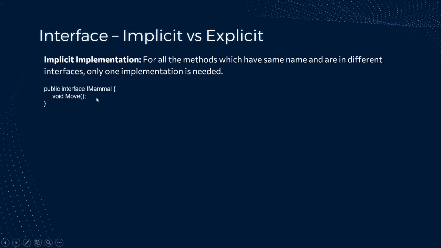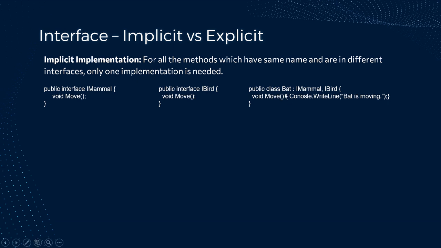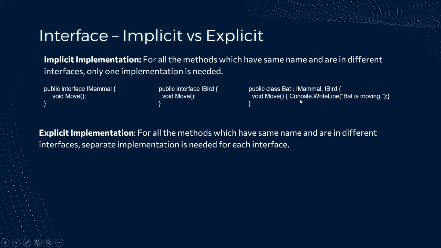Let's say I have created one interface, IMammal, which has only one method signature, Move, and another interface, IBird, which has the same method signature, Move. And I have created one class, Bat, which implements both interfaces, IMammal and IBird. In case of implicit implementation, only one implementation is needed. It means you need to provide only one Move method body definition here. But in case of explicit implementation, for all the methods which have the same name and are in different interfaces, a separate implementation is needed for each interface.